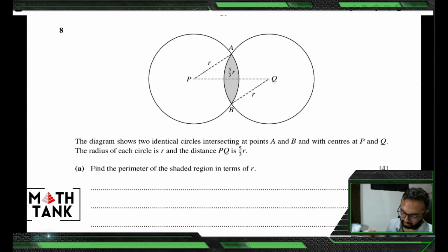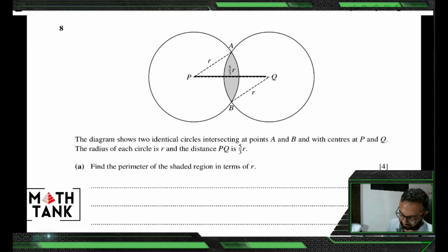It says the diagram shows two identical circles intersecting at points A and B with centers at P and Q. The radius of each circle is R and the distance PQ is 5 over 3 R. So that's interesting, that's the entire distance there for you. Find the perimeter of the shaded region in terms of R. So the perimeter is basically made up of two arc lengths, which should technically be equal because of how this circle is working. So my objective is to somehow find this angle.